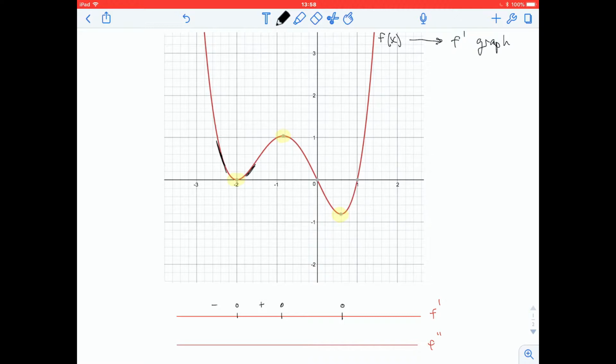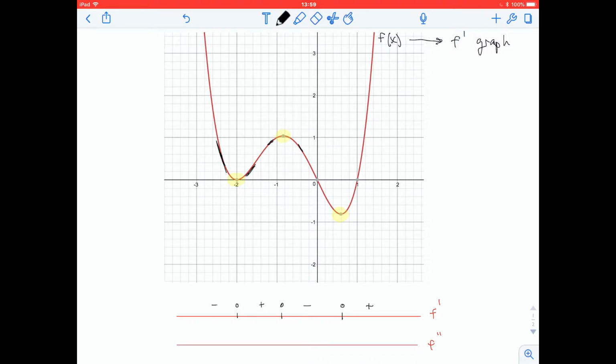At x equals -0.8 or so, we can see that the derivative is going from positive to negative. Positive on the left, negative on the right. This coincides with the fact we've identified to the left of this second critical value, the slope is positive. Finally, at the critical value around 0.6, we can see that the derivative is going from negative to positive.